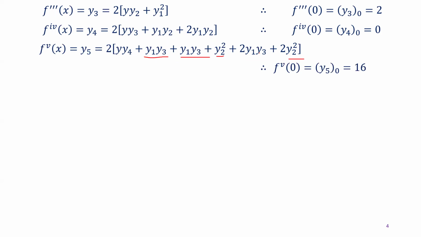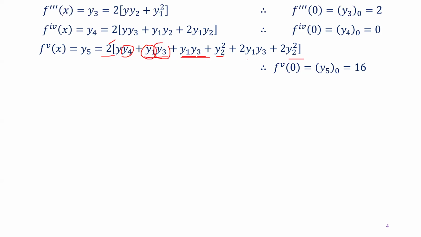If we substitute the limit, what will happen? Just look here. y4 is 0, so it will become 0. y1 is 1 and y3 is 2. So 1 into 2, 1 into 2 is 2, 2 into 2 is 4, right? Again, y1 and y3, again 1 into 2, so again 2. The 2 plus 2 is 4 and 4 into 2 is 8.